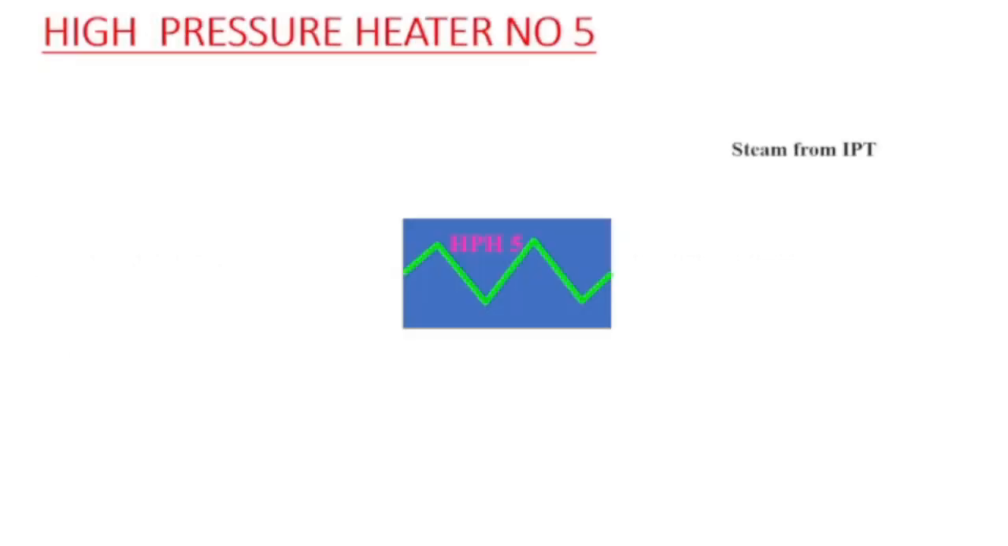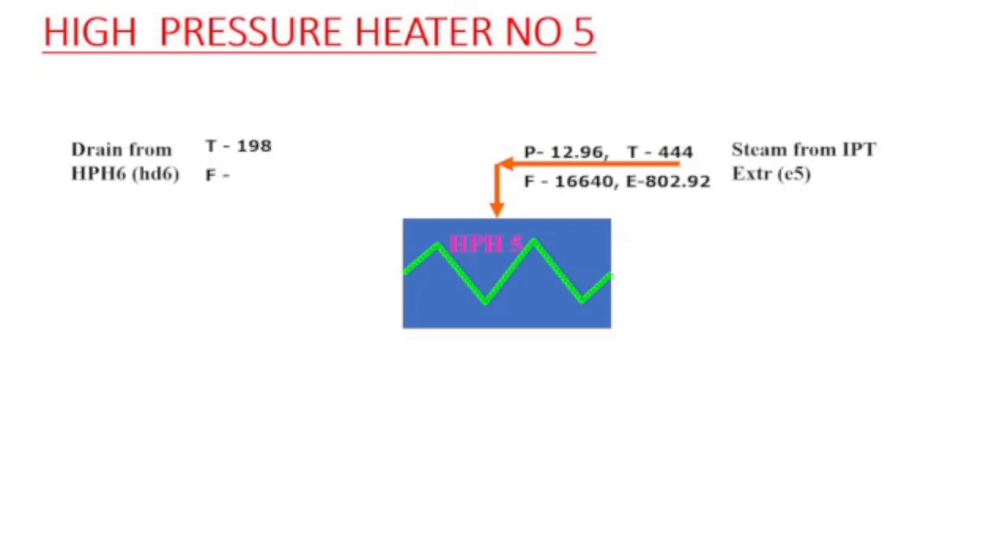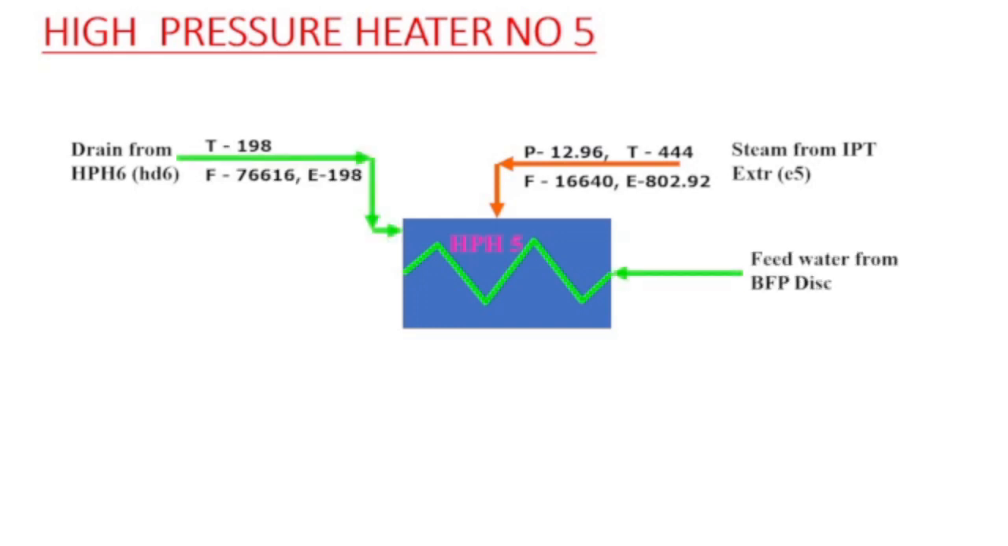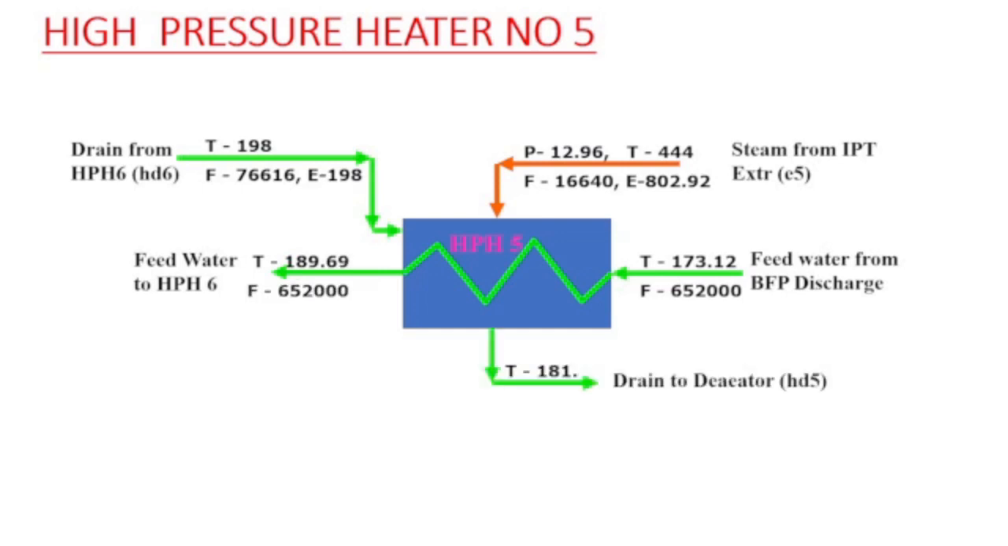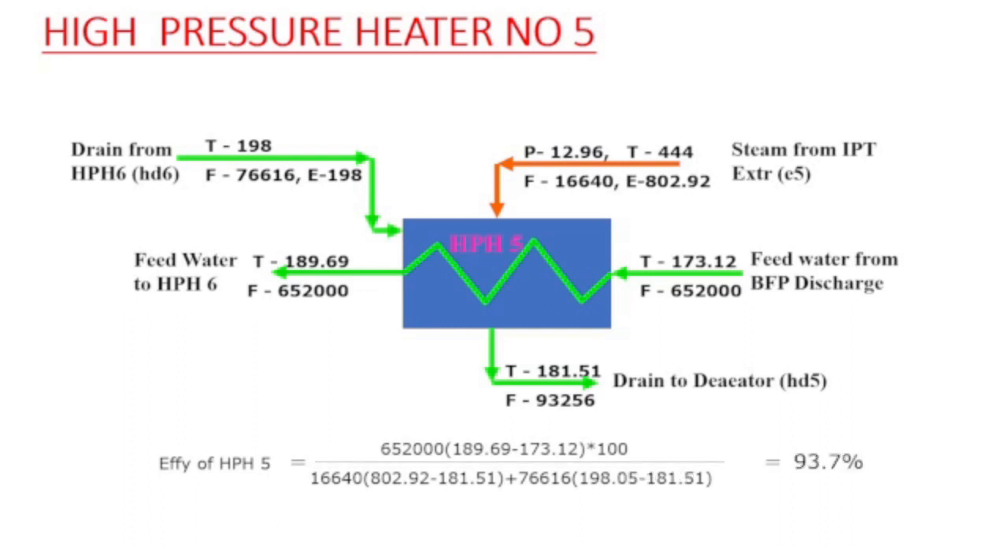Then next in the regenerative cycle comes the high pressure heater number 5. Now the high pressure heater number 5 receives the extraction steam from IPT, extraction number 5, E5. It also receives the drain from the HP heater 6, HD6. It receives feed water from the BFP discharge. Feed water flow is 652 tons, and the temperature of the feed water from BFP discharge is 173.12, and the temperature gain of the feed water in heater number 5 is such that the temperature rises to around 189.69 degrees centigrade.